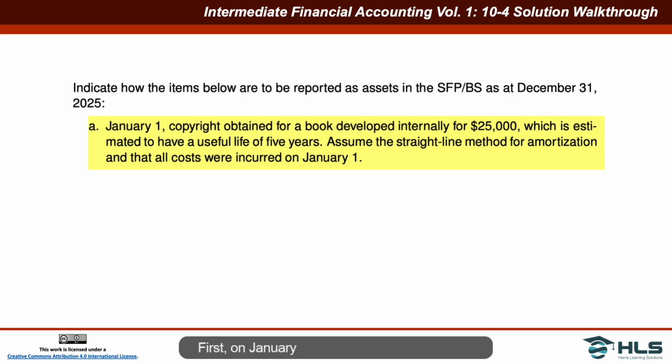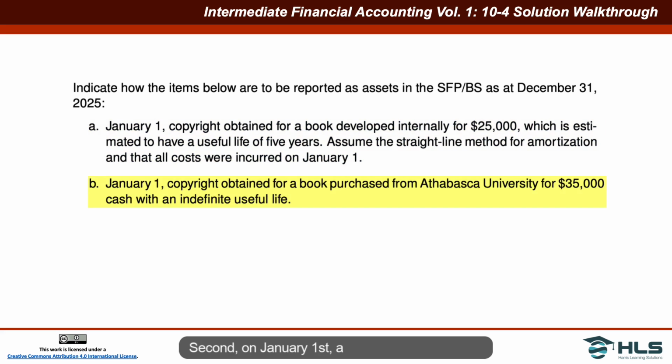First, on January 1st, a copyright obtained for a book developed internally for $25,000 is estimated to have a useful life of 5 years. We are to assume the straight line method for amortization and that all costs were incurred on January 1st. Second, on January 1st, a copyright was obtained for a book purchased from Athabasca University for $35,000 cash with an indefinite useful life.